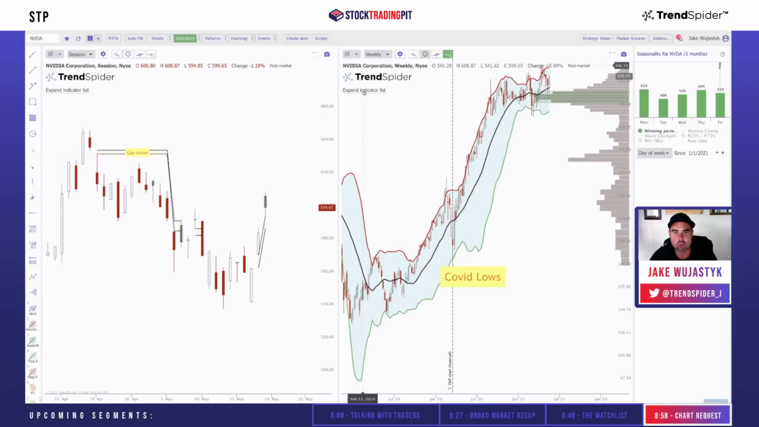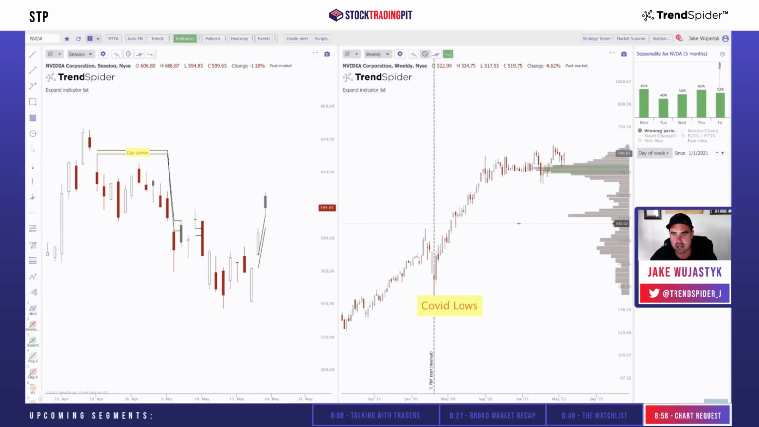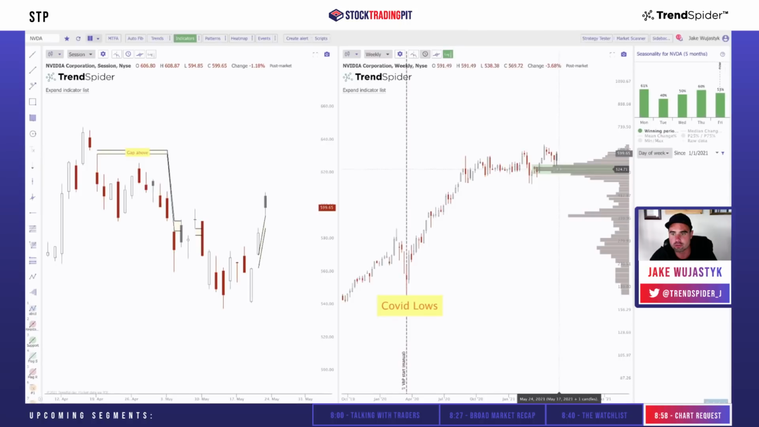And then on the weekly side of things, we'll kind of see the same thing that we've been seeing on a couple of the other names, Netflix and what was the other one? Shopify, where if we anchor from the COVID lows, we've got this nice base, this volume shelf forming here that price has bounced off of over the last couple of weeks. And looking at day of the week seasonality, you can see Monday is the best day of the week with a 61% win rate. Tuesday is the worst with a 40% win rate so far in 2021.